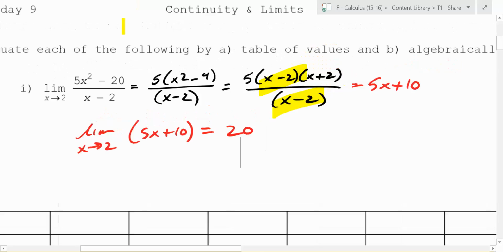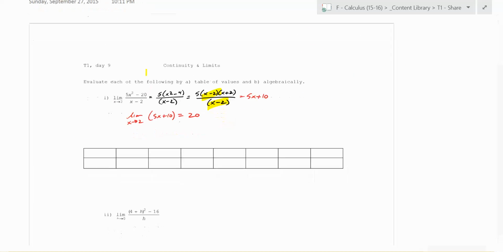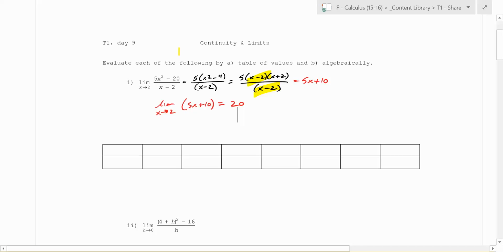20. If we wanted to show this with a table, which you absolutely need to be able to do, let's say we're aiming right in the center here. We think that when x is 2, it's going to come out to be 20 right here. That's what we think it's going to be. So let's try to plug in some values here. So let's say it was 1.9, 1.999, 1.999. Well, that's 2. I skipped one there.